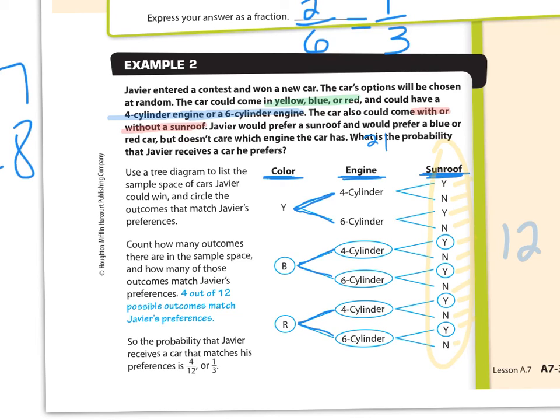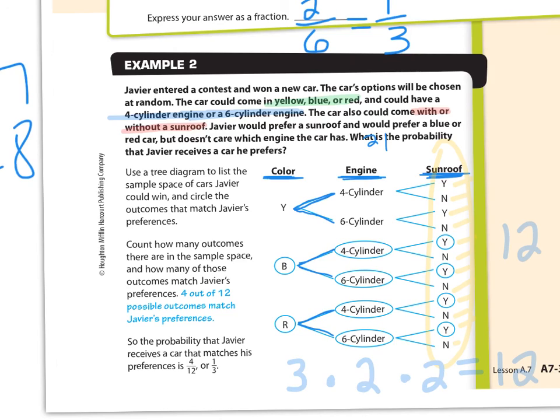I also want to show you this. If you take your total outcomes from all 3 of these options, so we have the color, which is 3, and we multiply it by the engine, which was 2 options, and then we multiply it with or without the sunroof, which was another 2 options. Notice 3 multiplied by 2 is 6, and 6 multiplied by 2 is 12. So that will also give us the total outcomes.